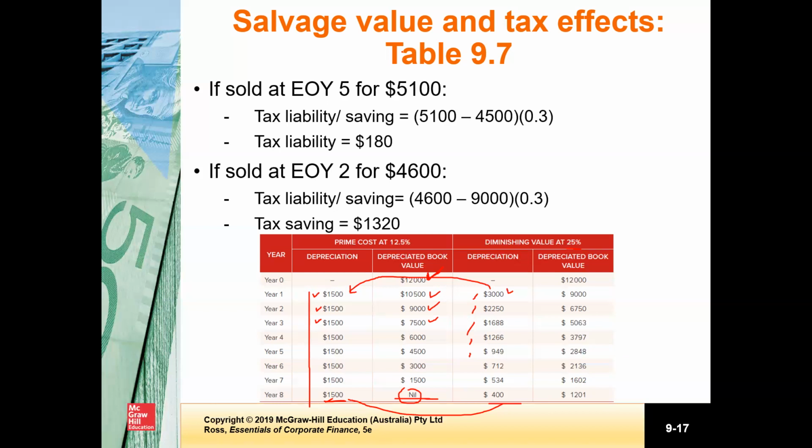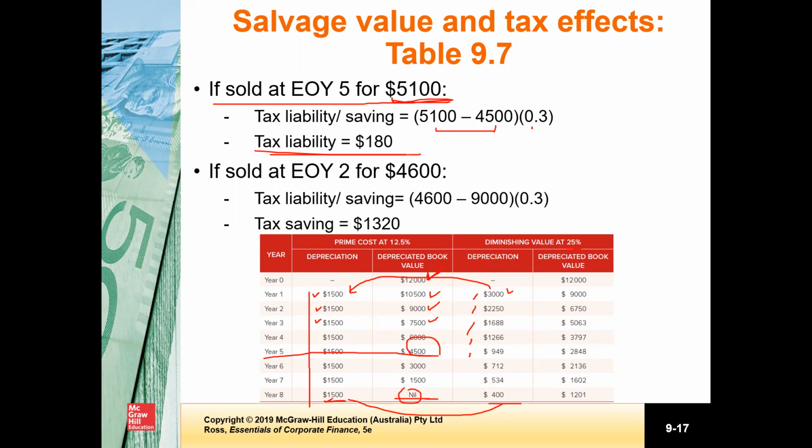Now let's see the example of salvage value. Let's say that the asset is sold at the end of year 5 for $5,100. At the end of year 5, the book value of the asset is 4,500. It is sold at 5,100, which means it is sold over the book value. That's why you need to pay tax on this capital gain. The difference between the selling price and the book value is called capital gain, and you need to pay tax on that. The difference between these two multiplied by the tax rate is your tax liability that you have to pay.